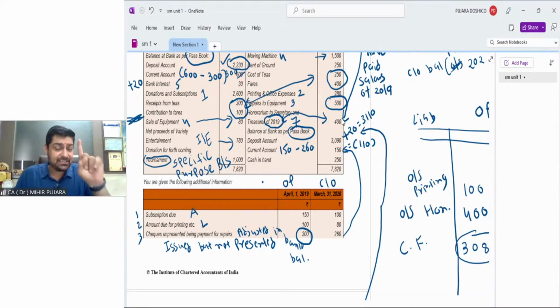400 which is given in RNP is of previous year. So we have shown this in the previous year balance sheet as outstanding 400. So this 400 will not be part of INE because this is not an expense of the current year. It is the outstanding of last year.